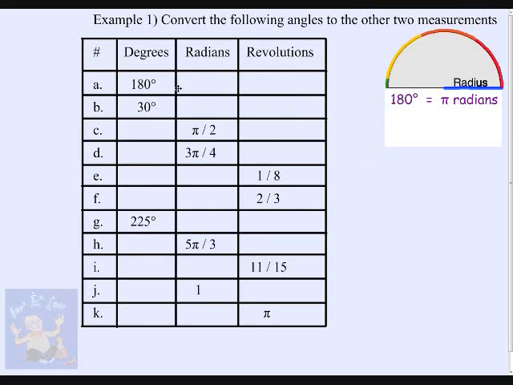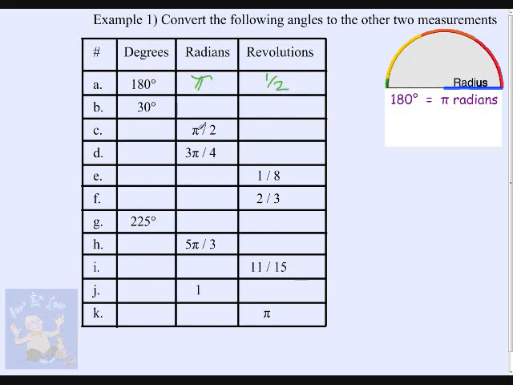All right. 180 degrees is pi radians. So that makes it easy for me to write this, doesn't it? I'll do my answers in green. 180 degrees is the same as pi radians, and how many revolutions around a circle is that?